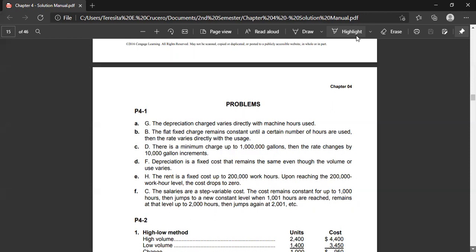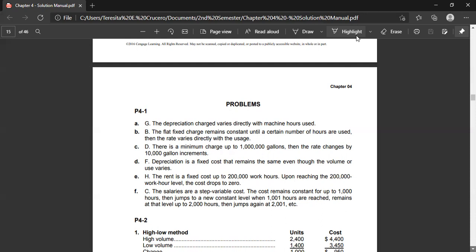Depreciation of equipment. The amount of depreciation charged is computed based on the number of machine hours that the equipment was operated. In other words, this depreciation is classified as a variable cost because it's based on the number of machine hours. So the pair of small letter A is capital letter G.